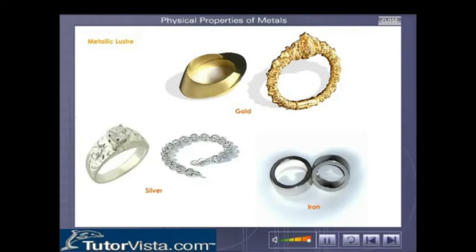Metallic luster. Almost all metals possess a characteristic luster. They can be polished to increase their shine. Here are some examples of highly polished metals.